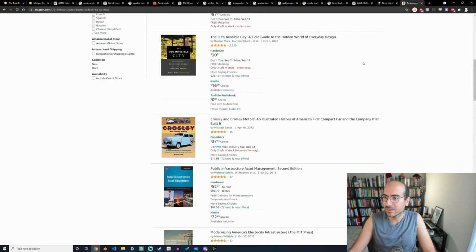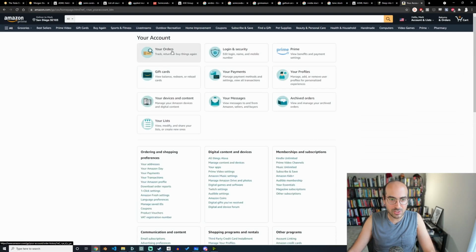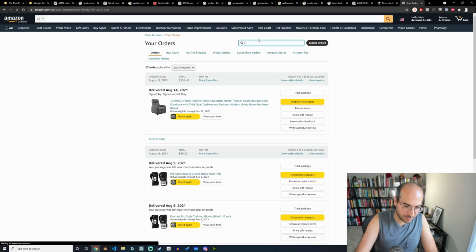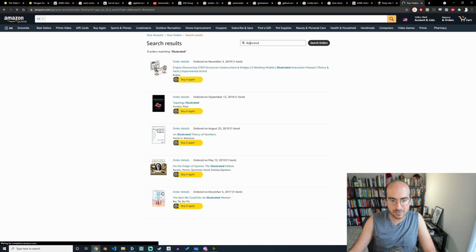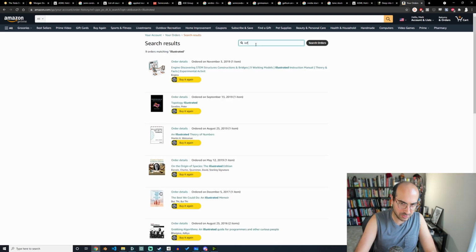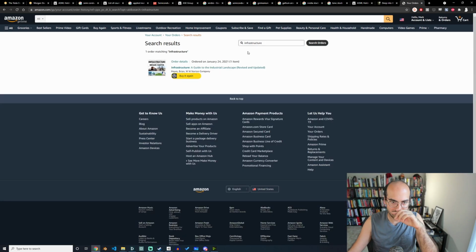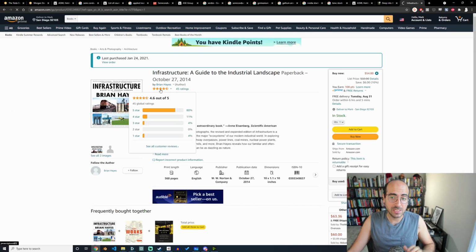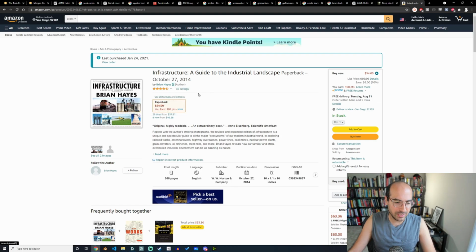Where is it? This book was absolutely gorgeous. No, it was Infrastructure, I believe. Yeah, this book is amazing, guys. It's called Infrastructure: A Guide to the Industrial Landscape, and it goes over everything from how you build cars and planes and bridges and sewage systems and energy. And it's a gorgeous book. It's extremely illustrated, so you don't need to read it. It's not a book that you read in a single sitting. It's a coffee table book, so you can just open it up and peer through.